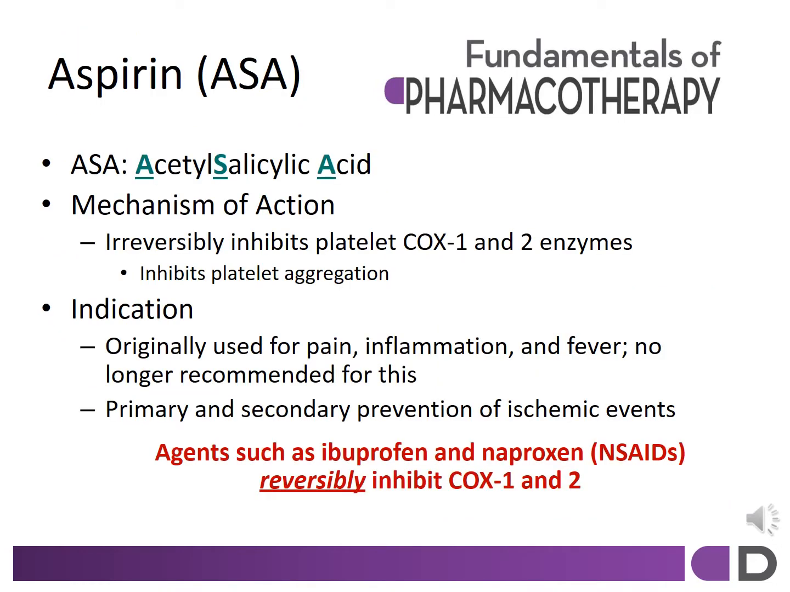Aspirin is also used for clot prevention. It's abbreviated as ASA for its full name, acetylsalicylic acid, as you can see on the slide. It's commonly used for its ability to prevent clots by irreversibly inhibiting both the COX-1 and COX-2 enzymes that are responsible for platelet aggregation. It was originally designed to be used for pain, inflammation, and fever. However, due to its side effects, aspirin is only recommended for primary and secondary prevention of ischemia. It's important to note that NSAIDs, like ibuprofen and naproxen, reversibly inhibit COX-1 and COX-2 enzymes, so these medications may interact with the clot-preventing effects of aspirin when they're used together.